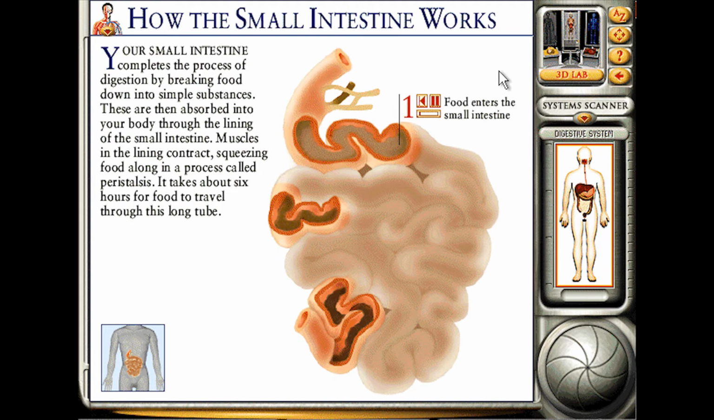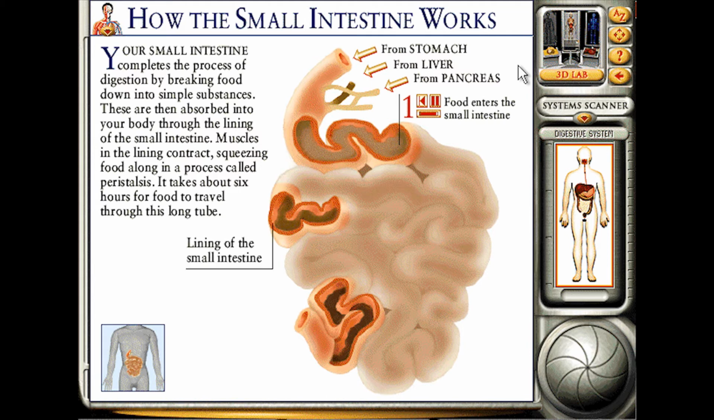Partially digested food called chyme enters the small intestine from the stomach. Here it is mixed with bile from the liver and pancreatic juice from the pancreas. These two juices contain digestive substances, including enzymes, that finish the process of digestion. There are also enzymes in the lining of the small intestine.